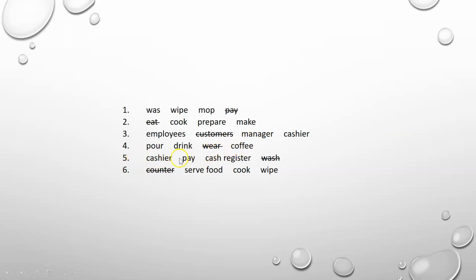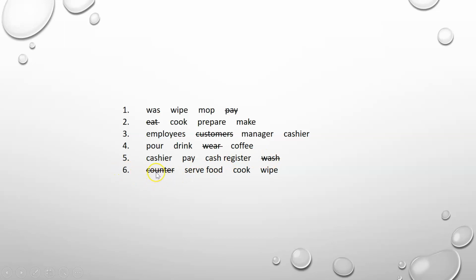Number 5, cashier, pay, cash register, and wash. So cashiers deal with money, paying is about money, cash register is where money is stored. So all these are about money except for the verb wash. So wash doesn't belong. It's a different category. That's why we cross it out.